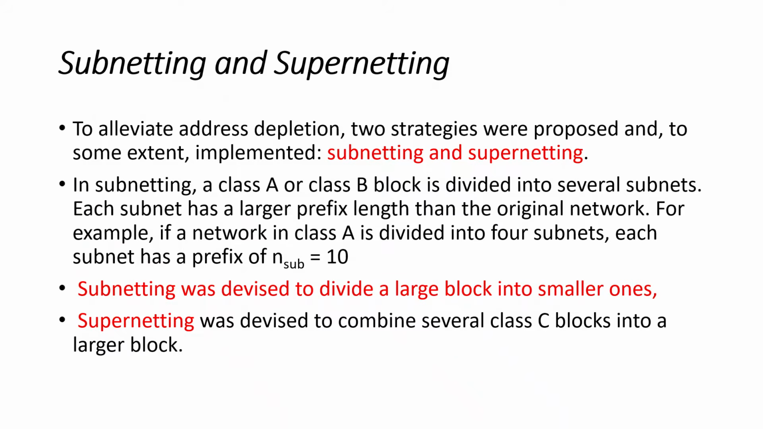Next concept is subnetting and supernetting. To alleviate address depletion, two strategies were proposed and to some extent implemented with the help of the two concepts, subnetting and supernetting. In subnetting, a class A or class B block is divided into several subnets. Each subnet has a larger prefix length than the original network. For example, if a network in class A is divided into 4 subnets, each subnet has a prefix length n_sub equal to 10. Subnetting was devised to divide a larger block into smaller ones.